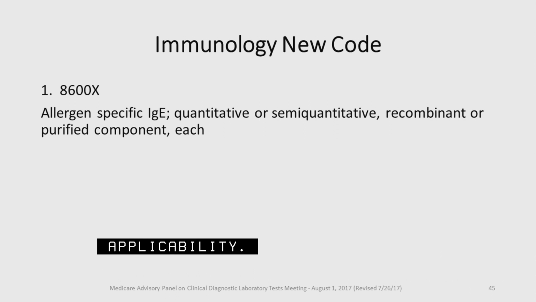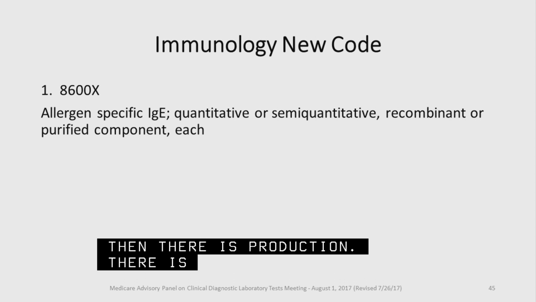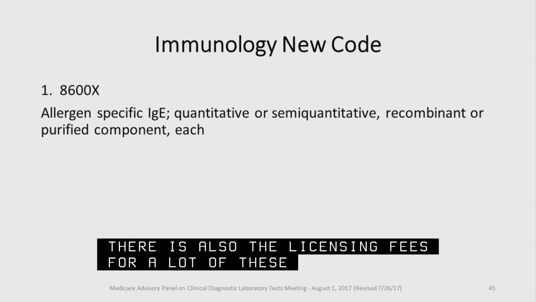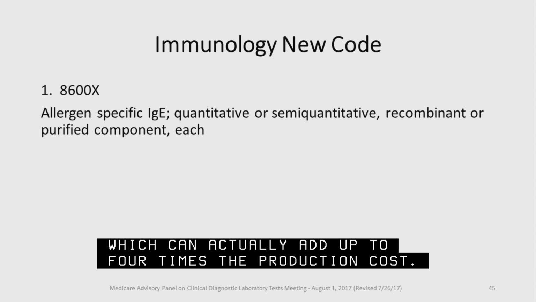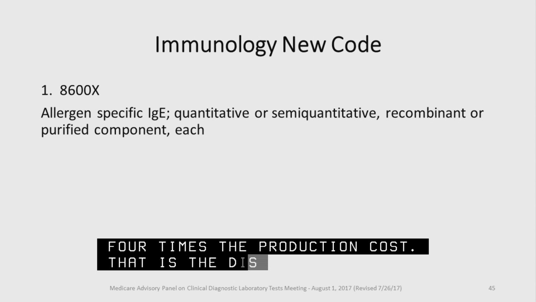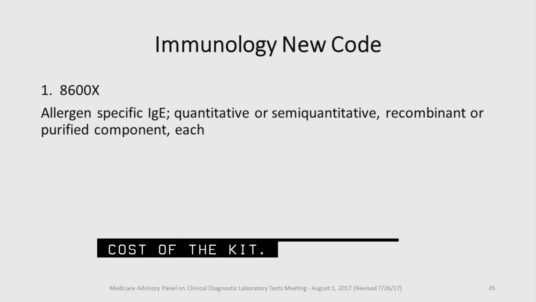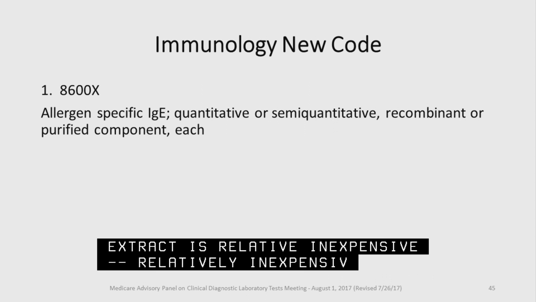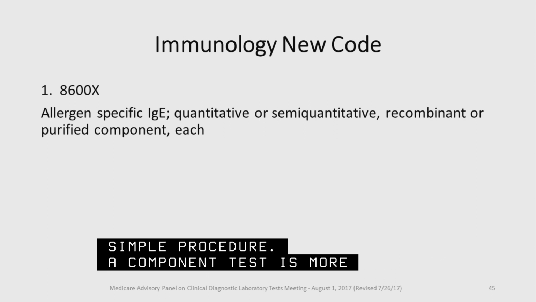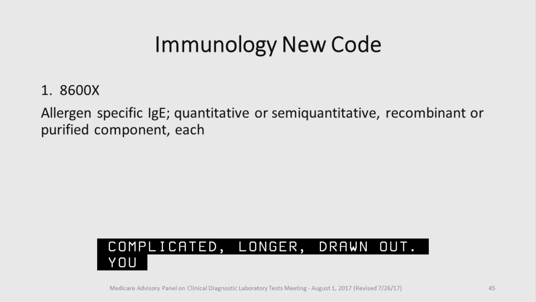And then there's also the IP and licensing fees for a lot of these components, which can add up to 4 times the production costs. So that's the disparity in the cost of the kits. Once again, the whole allergen extracts are relatively inexpensive to make, a simpler procedure. The component tests are much more complicated and drawn out. We manufacture them through recombinant DNA expression. So that's the difference for the kit price.